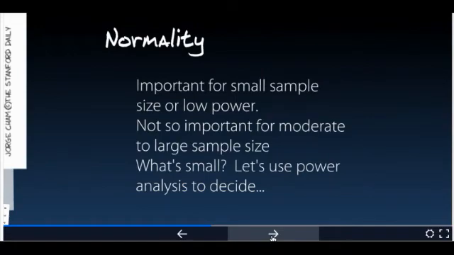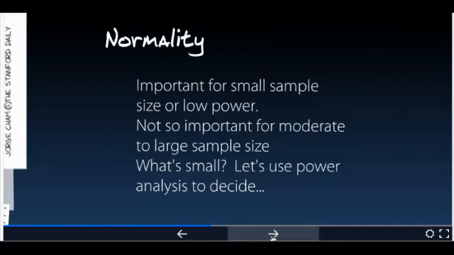Another assumption in the t-test is that the bell curves for each group are normal, right? That you have nice, normal, pretty mesokurtic bell curves generally. This is also important for a small sample or low power. It's not that important for moderate to large sample sizes.